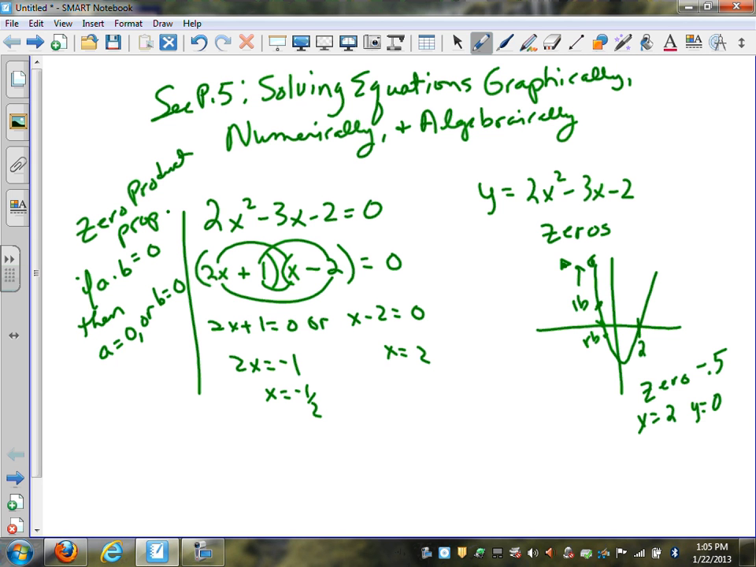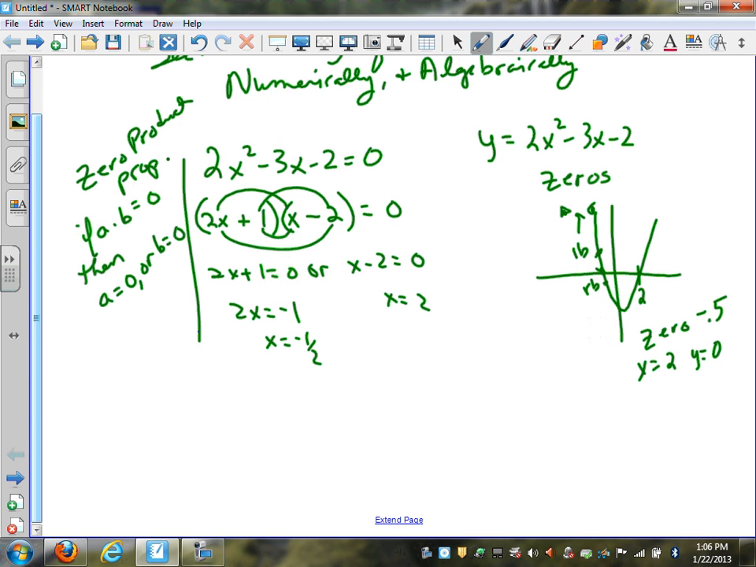Why do we find zeros on the calculator? Because this section's not just doing it algebraically, it's also doing it graphically. That's how you check it. So that can be a way to do it. Now we're going to solve by extracting square roots. We did factoring, now we're going to extract square roots.